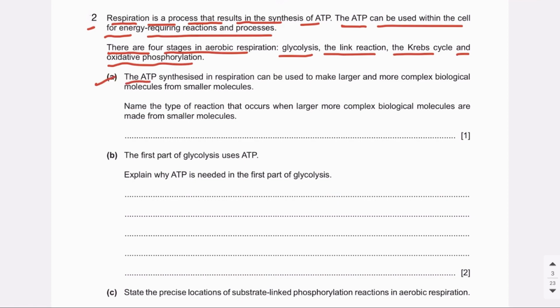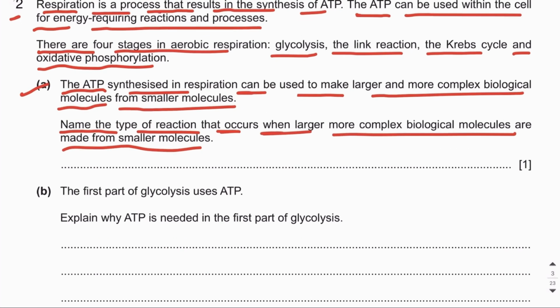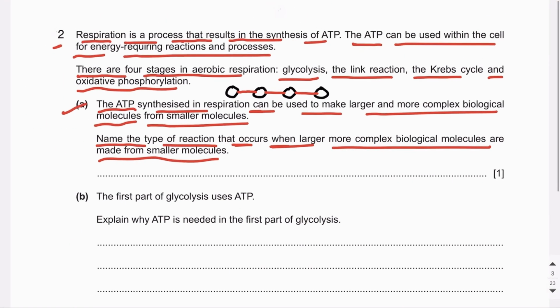Part A. The ATP synthesized in respiration can be used to make larger and more complex biological molecules from smaller molecules. Name the type of reactions that occurs when larger, more complex biological molecules are made from smaller ones. So guys, always remember this point, that whenever smaller molecules join to form larger molecules, or whenever larger complex molecules are made by joining smaller molecules, this type of reaction is known as anabolic reaction.